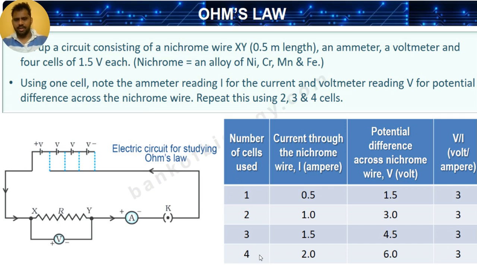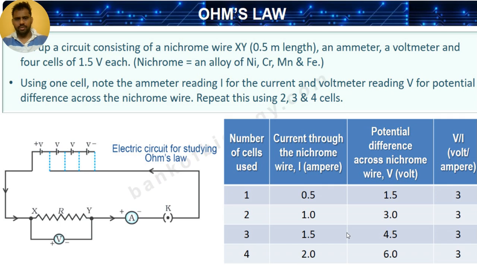Basically what he has done is, when he has used one cell, the current reading came 0.5 ampere and the potential difference was 1.5 volt. So when we divide V by I, we get 3. When he has used two cells, he has got 1 ampere current and 3 volt voltage. When you divide V by I, you get 3. Then again, current 1.5 ampere and voltage 4.5 volt, so he has got the reading as 3.